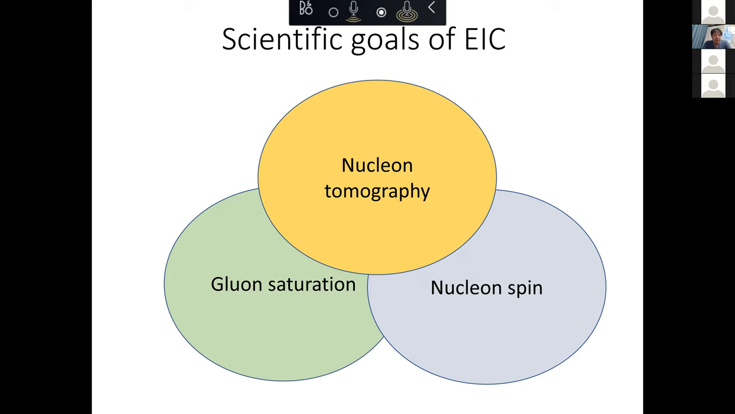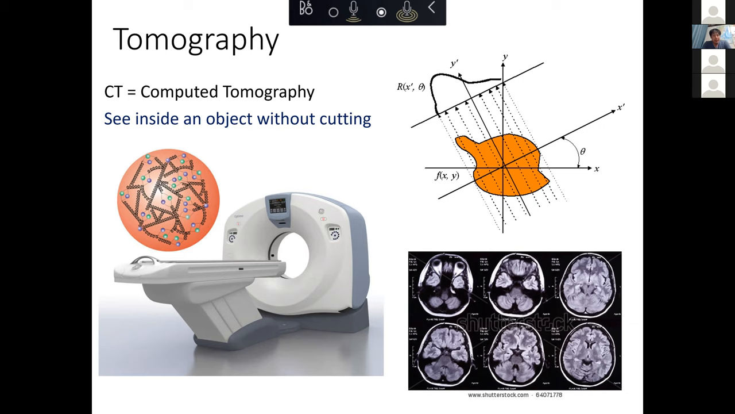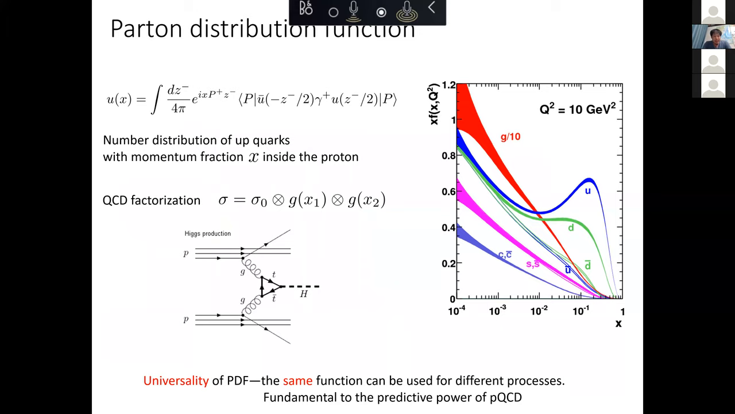So let me start with the tomography. Tomography is basically a technique to see inside an object without cutting it, like in CT, computed tomography. Basically, you want to see the multi-dimensional image of the object that you are interested in. And of course, the object of our interest is the nucleon and the nucleus. We want to see how the partons, quarks and gluons, are distributed inside the proton and nucleus.